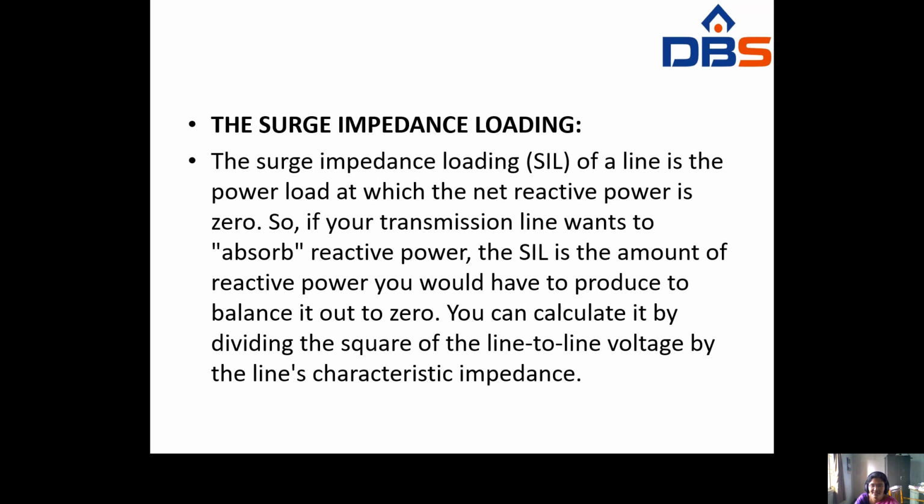When the net reactive power is 0, that loading is called the surge impedance loading. If your transmission line wants to absorb reactive power, the SIL is the amount of reactive power you would have to produce to balance it out to 0. So the surge impedance loading of a line is the power load at which the reactive power is 0.